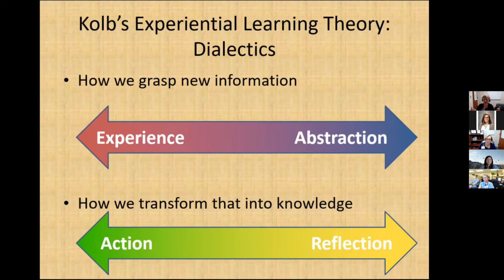And Kolb really looked at these two dimensions as dialectics that have a tension. We've got opposites on each side. We either grasp new information through a concrete experience, something filtered through our senses, or through a theory, abstract concepts. And then we take that information, process it, and turn it into knowledge, make meaning out of it, either through acting on it directly, active experimentation, or through reflecting on it, chewing on it internally, reflective observation.